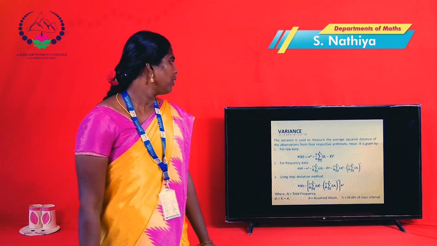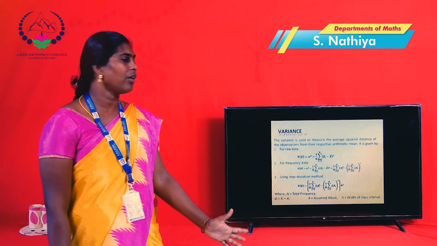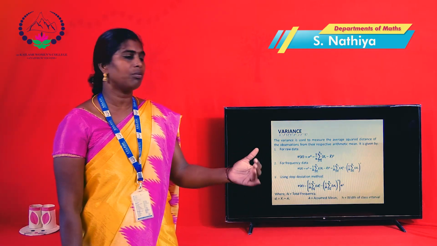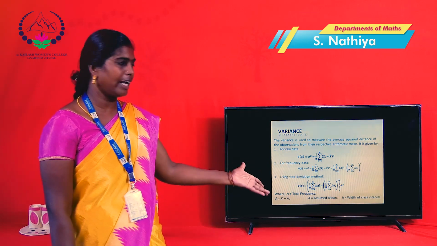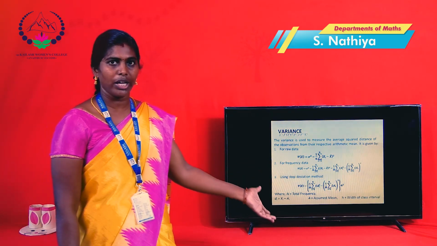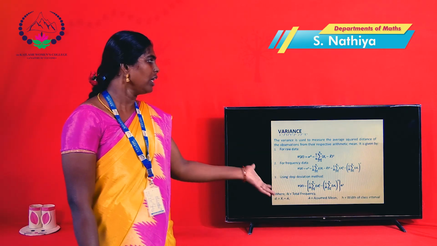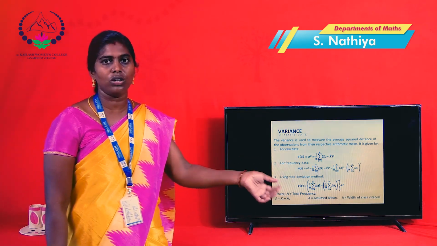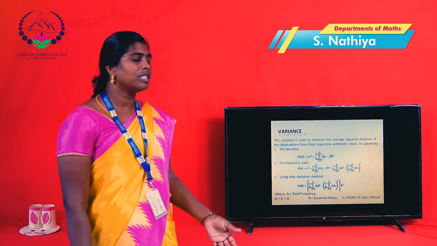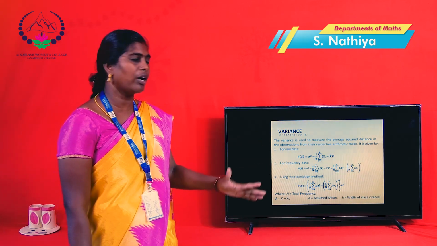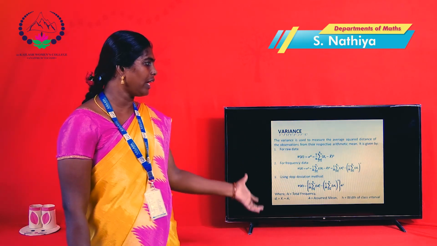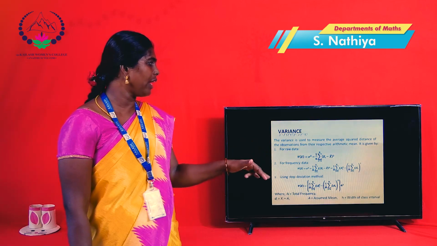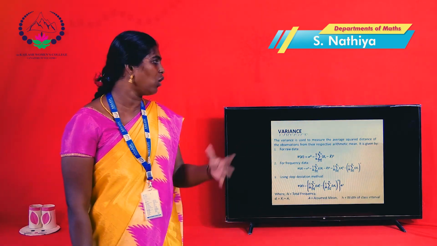Next, variance. The variance is a measure of the average squared distance of the observations from the respective arithmetic mean. It is given, for raw data, by variance of x equals sigma square equals 1 by n summation xi minus x bar the whole square. For frequency data, variance of x equals sigma square equals 1 by n summation fi into xi minus x bar the whole square, which equals 1 by n summation fi xi square minus the whole bracket 1 by n summation fi xi the whole square.